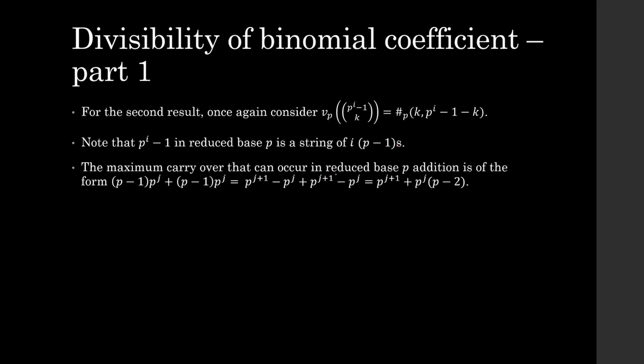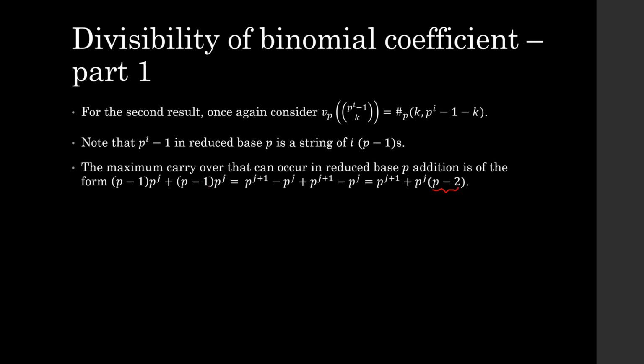Okay? So the maximum carryover that can occur in reduced base P addition is of this form, right? It's what I was saying earlier: if I add P minus 1 times P to the j plus P minus 1 times P to the j, then I get P to the j plus 1 minus P to the j plus P to the j plus 1 minus P to the j, which is P to the j plus 1 plus P to the j times P minus 2. So I've just done some factoring here. And so what that means is that I've carried over to give a 1 in the next index, and this guy here becomes P minus 2.